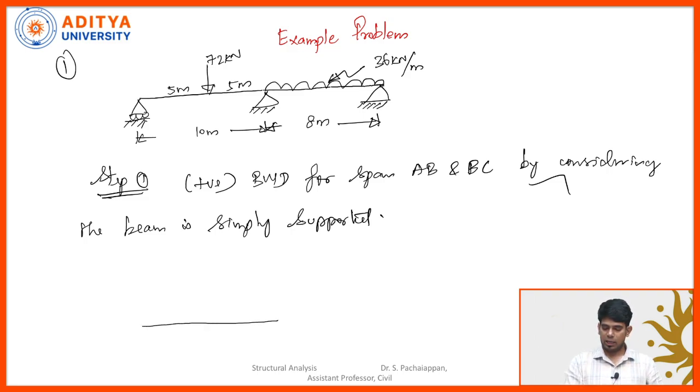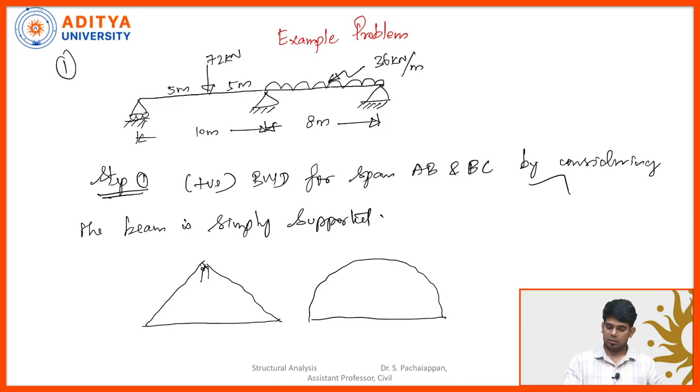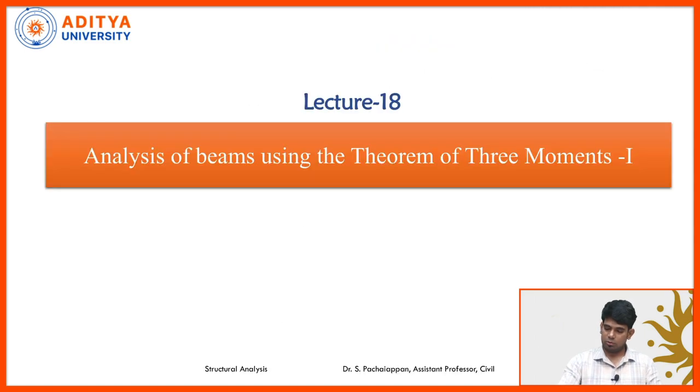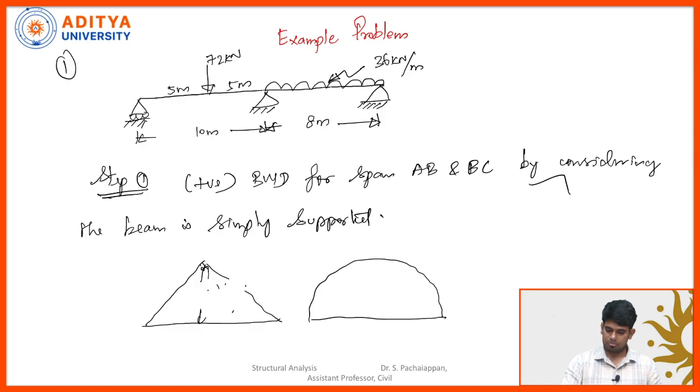For span AB, the bending moment diagram is going to be like this, and this is the bending moment diagram for span BC. This ordinate is nothing but W a b by L; otherwise, both formulas will give the same answer. Since it is a point load, I can say this is WL by 4. What is W? 72, and L is 10 meters, divided by 4. For this, I get a value equal to 180 kilonewton meter.